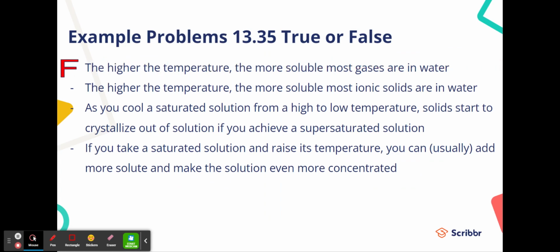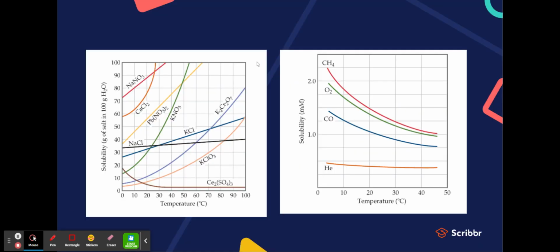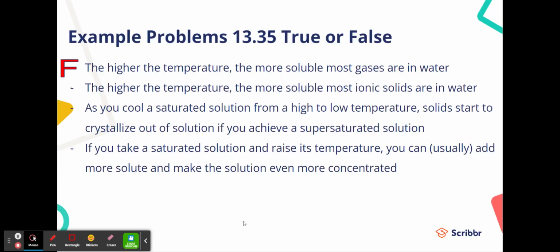The next question, the higher the temperature, the more soluble most ionic solids are in water. This one is true, because going back to this graph on the left here, you can see that ionic solids typically, as their temperature increases, so does their solubility. So the first one's false, the second one's true.